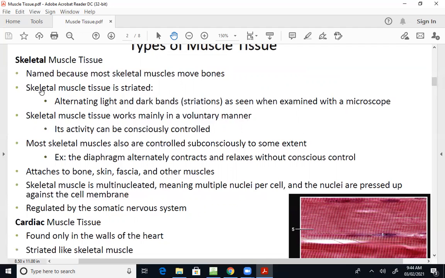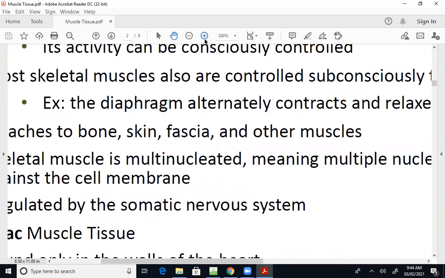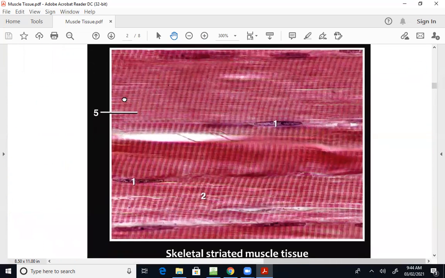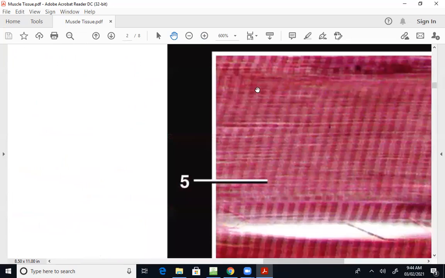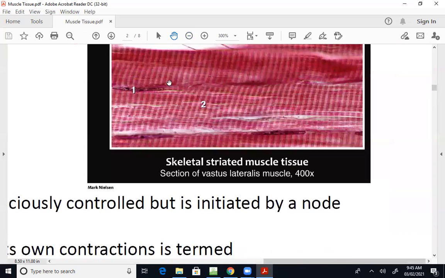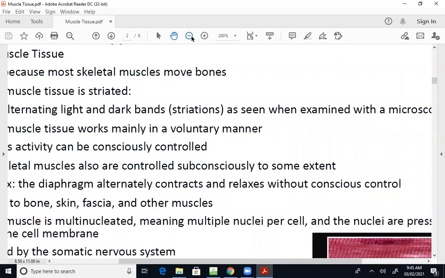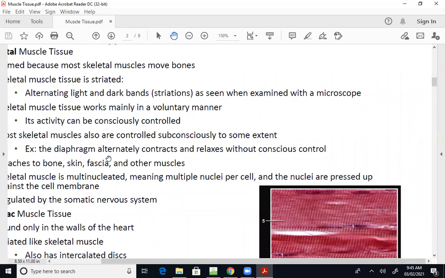Key features is that skeletal muscle is striated. If we look at this, I should call it an illustration, it's a microscopic picture, it kind of looks like it's blurry because of these little lines that you see intermittently in here. Okay, if I zoom even farther, you can see them a little bit better. These light, dark, repeated lines are striations. Striations, you can think of as stripes. You can only see striations when looked at under a microscope.